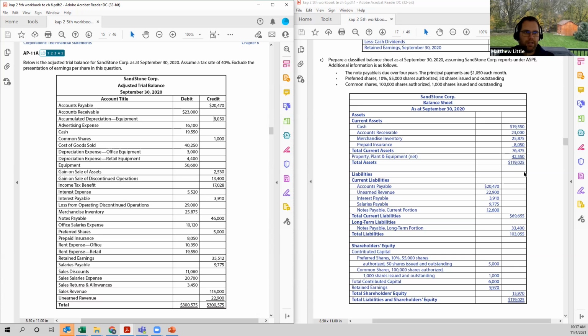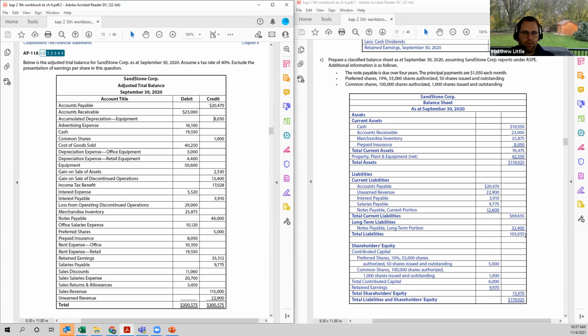Total assets of 119,025. Breaking out our current liabilities: AP, unearned revenue, interest payable, and salaries payable. They're all current. Then our notes payable portion, it'd be 12 months times the 1,050 per month that we're paying. So that would give us 12,600. Total notes payable is 46,000 though. So take the 46,000, subtract the 12,600. That'll give you what's remaining as the long-term portion, 33,400.